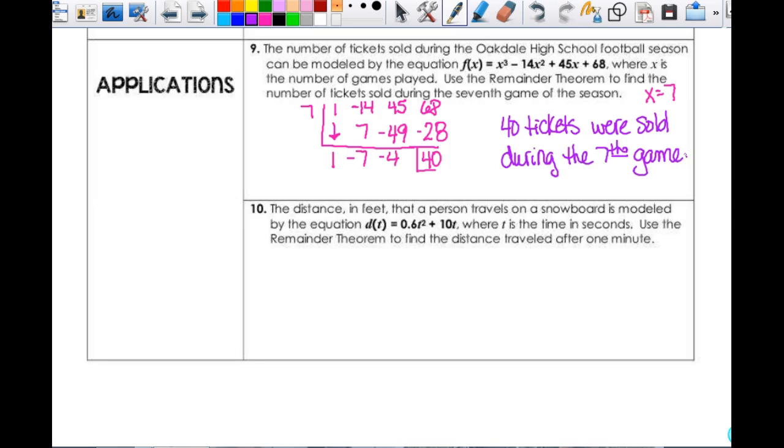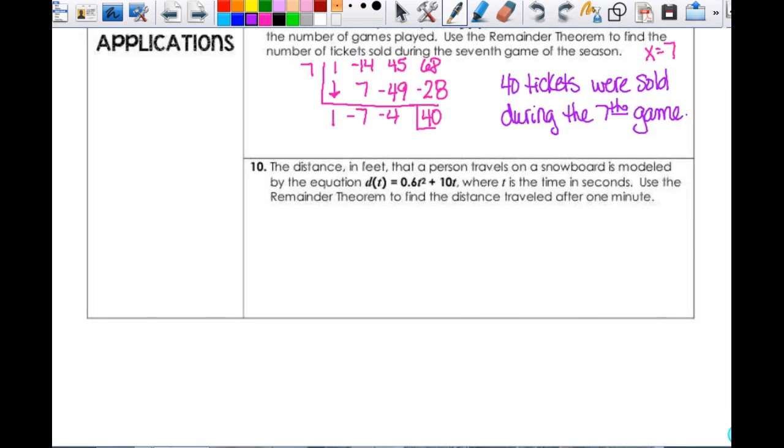Now we're going to do number 10 because it's got the decimals in it, which I know give you some anxiety, but it's all good. That's why we're working it together. All right, so the distance in feet that a person travels on a snowboard is modeled by this equation, where t is the time in seconds. Use the remainder theorem to find the distance traveled after 1 minute.